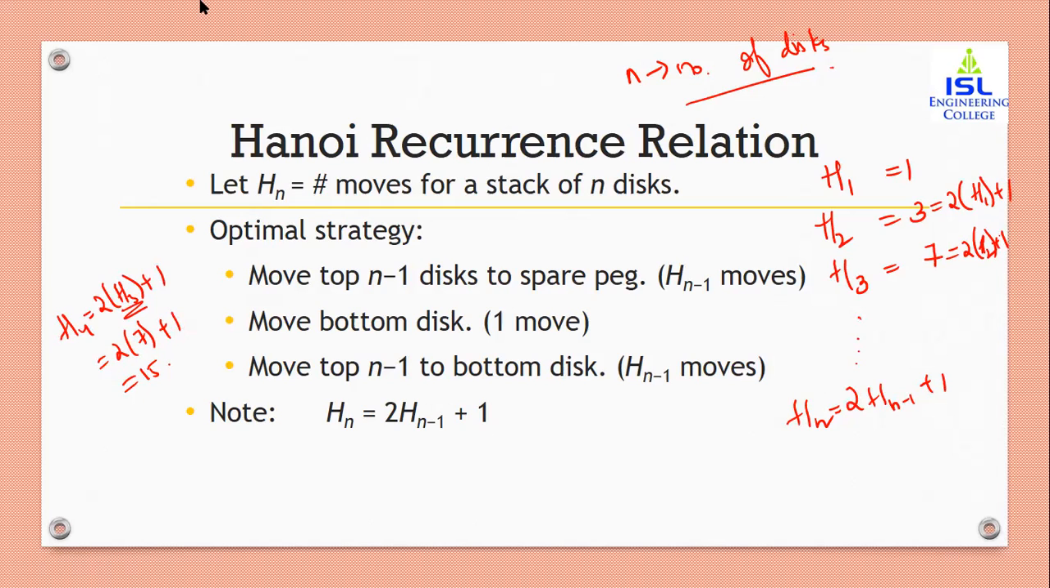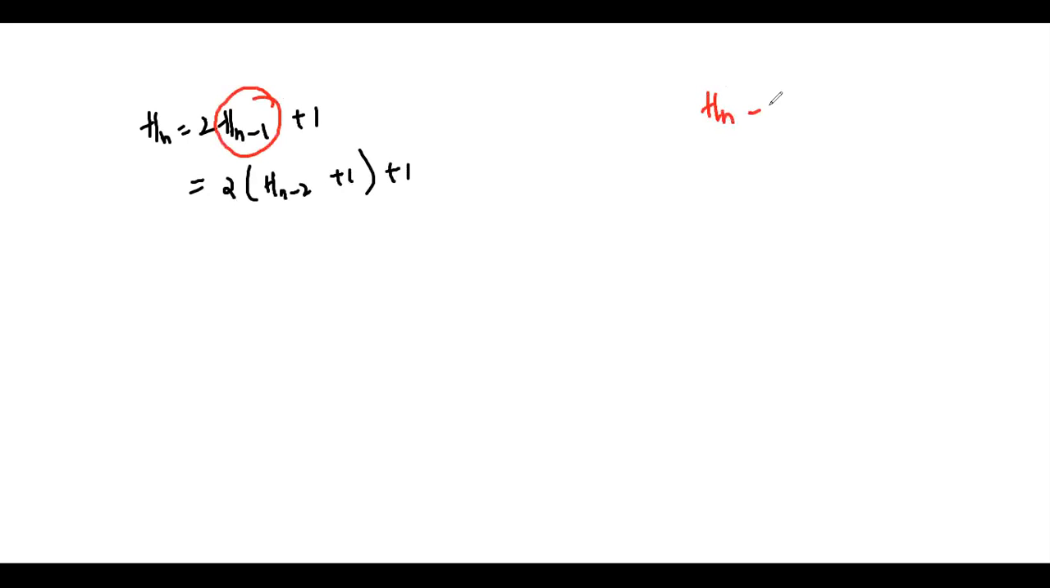Now the approach to solve the recurrence relation is as follows. Iteratively, we know that Hn is given as 2 into Hn minus 1 plus 1. This can be written as 2 into (2 Hn minus 2 plus 1) plus 1. What I am doing basically is replacing Hn minus 1 by using the recurrence relation formula, which will be 2 Hn minus 2 plus 1. So I am using this formula and replacing it.